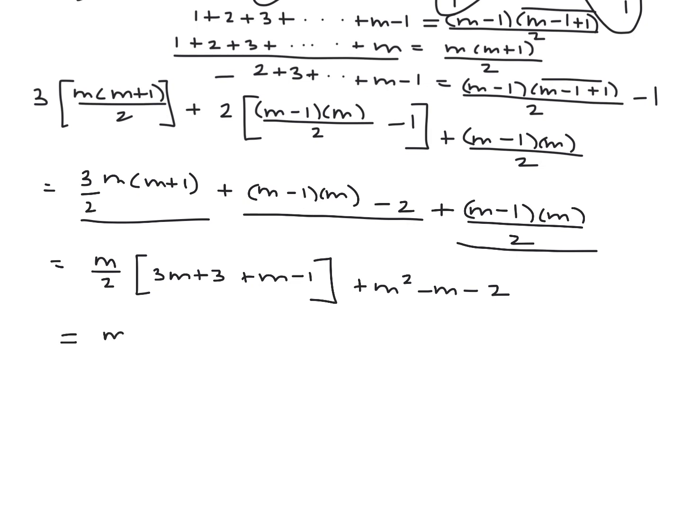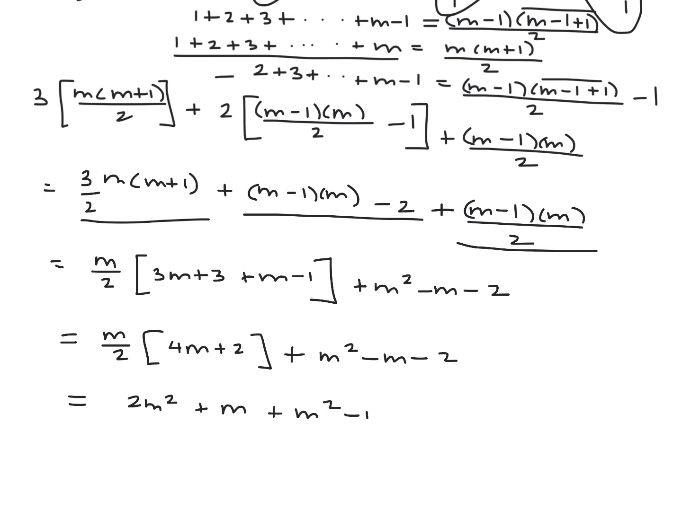All right, so let's simplify this. M over 2 in the brackets becomes 4m plus 2. And not much I can do over here. This is going to just stay the same for now. Now I can get rid of that 2. So this is going to be 2m squared plus m. And then m squared minus m minus 2. And this becomes, let's see here, 3m squared minus 2. And that's about as far as I can go with regard to simplification. So that takes care of part B.